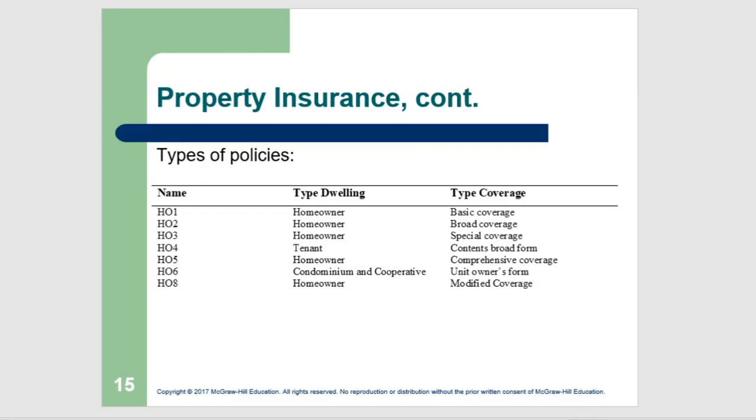Instead, if you have named perils, the idea is that if it's not named, you don't get it, and they're deliberately not naming some stuff. And that's true even for HO3.